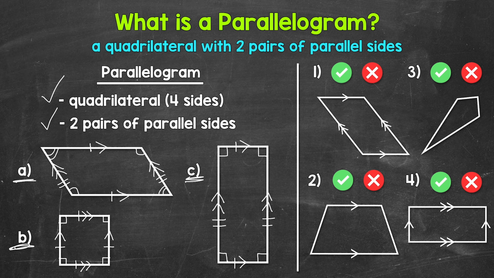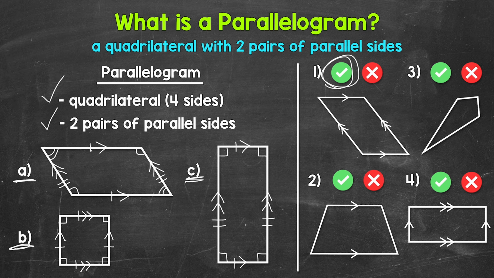Let's move on to numbers 1 through 4, where we will determine if we have a parallelogram or not. Green check mark means yes, red X means no. Now for these examples, I only have the parallel sides marked. I did not include any symbols or markings for side lengths or angles. Taking a look at number 1, we have a quadrilateral with two pairs of parallel sides. So yes, this is a parallelogram.